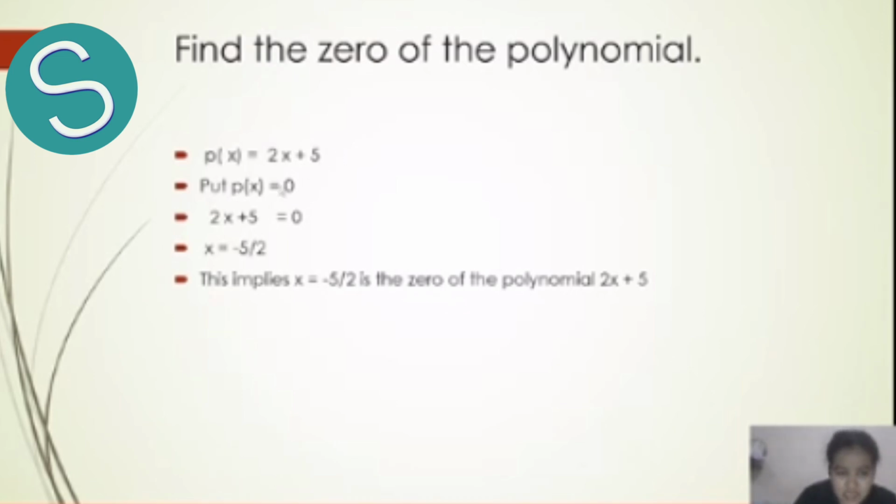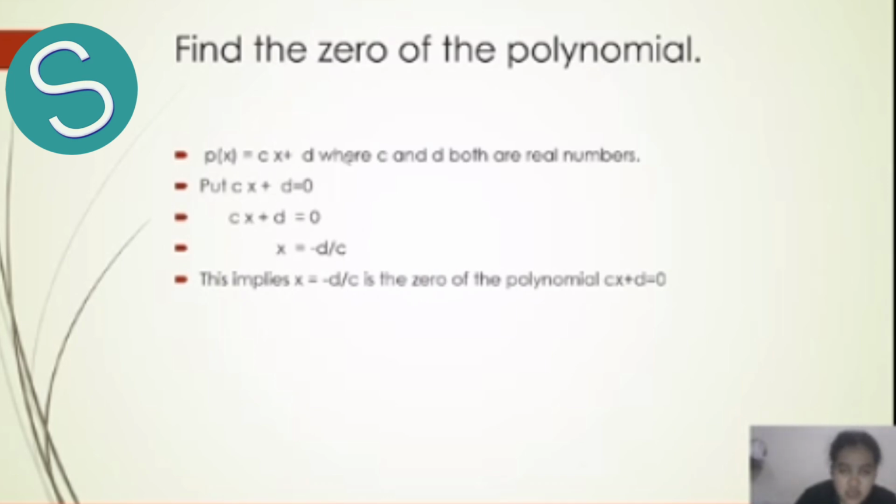Like अगर मैं x की जगह पे -5/2 पुट करती हूँ तो यहाँ पे जो 2 है इस वाले 2 को कैंसिल कर देगा and it will be -5 only here and here +5, so it will overall make it 0. Next is find the 0 of the polynomial where p(x) equals 3x. So put p(x) equals to 0, that is 3x equals to 0. तो 3x 0 तभी होगा जब x जो होगा वो खुद 0 होगा. So this implies 0 is the 0 of this polynomial 3x.